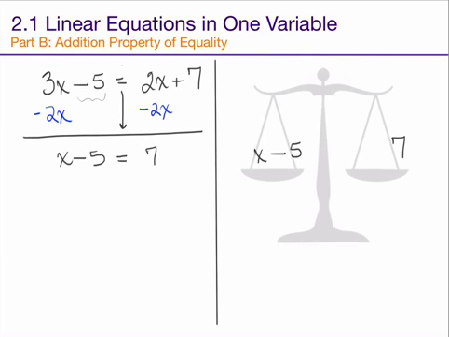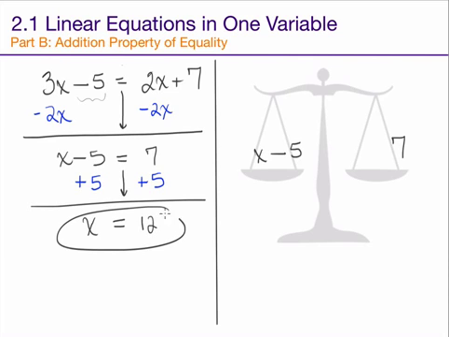But that hasn't completely isolated x. This question has a second step. Now that I only have 1x, I can add 5 to both sides, like I did in the previous examples. Adding 5 to both sides gives me a left-hand side that says x minus 5 plus 5. Well, minus 5 plus 5 is 0, so all I've got left there is x. On the right-hand side, 7 plus 5 is 12. So my answer is 12.